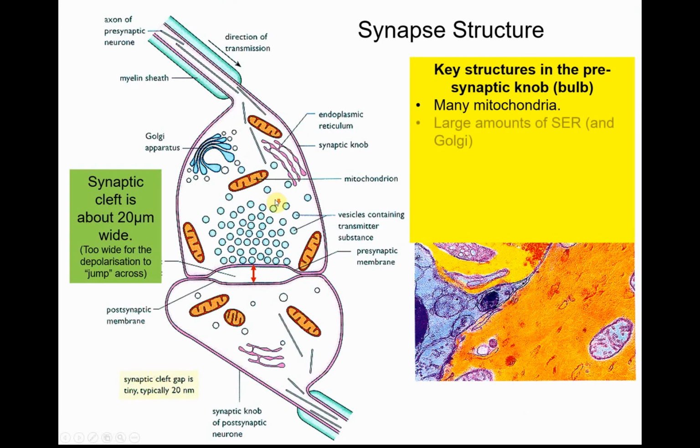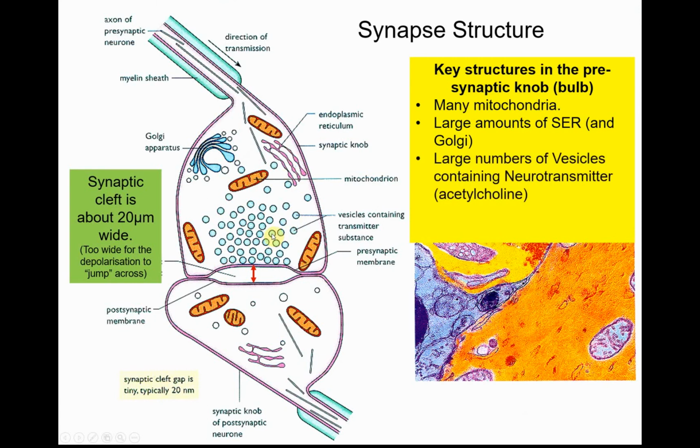Okay. We've got lots of smooth endoplasmic reticulum and Golgi. That's because we're creating vesicles with the neurotransmitter in them, and the smooth endoplasmic reticulum is involved in producing these neurotransmitter chemicals. Okay, we've got lots of the neurotransmitter vesicles, and we've got lots of voltage-gated calcium ion channels.